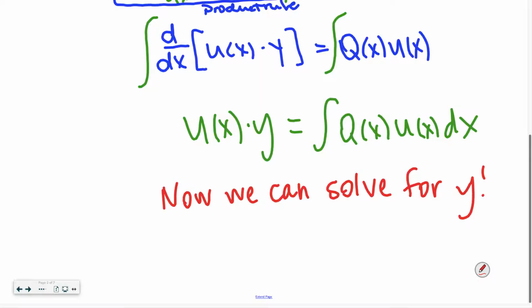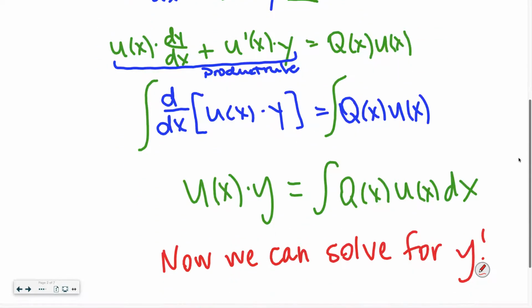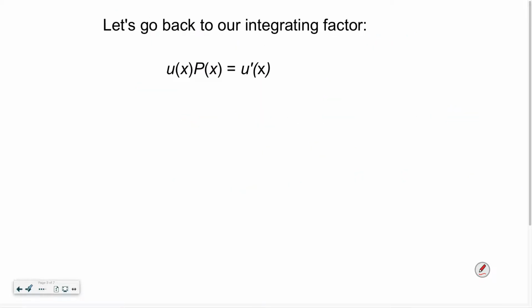Okay. Now, I've showed you the benefit of having an integrating factor and what it does for our differential equation. But how do we choose it? What does it mean? Or how does it all work together? So let's go back to our integrating factor. u of x times p of x equals u prime of x.